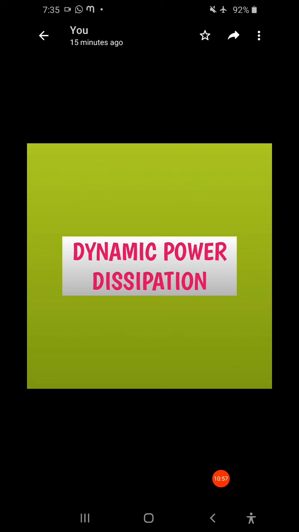Once again, the amount of power consumed by the CMOS circuit when it is in transition state is known as dynamic power dissipation. That is the amount of power consumed when the output of CMOS is varying. Next we see the expression for dynamic power dissipation.